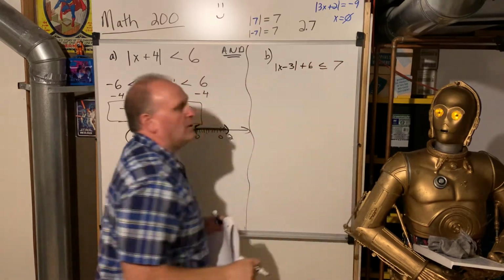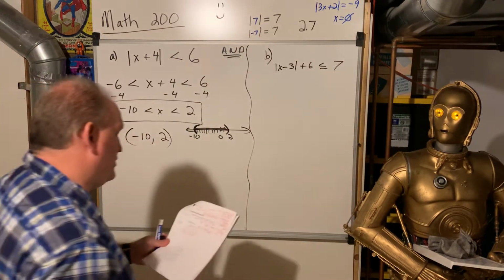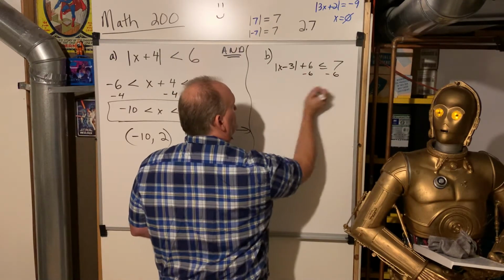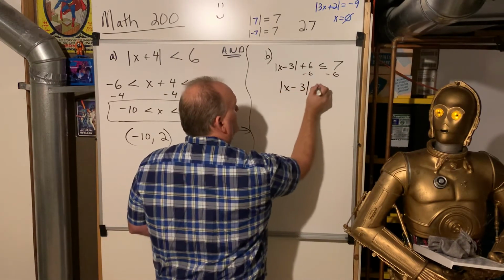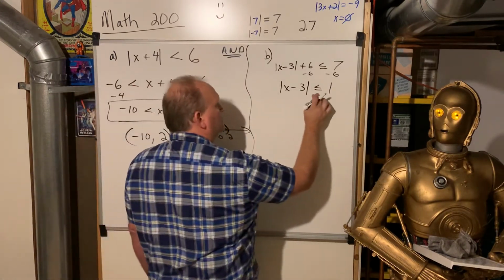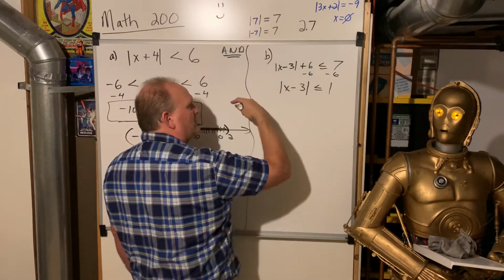So just like before, we don't start the problem until the absolute value is isolated. So we want to get this all by itself, so we subtract 6. And now it's an absolute value less than or equal to 1. So again, it's telling you, take this number and add it over there.